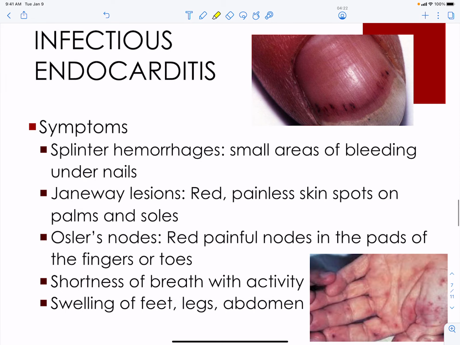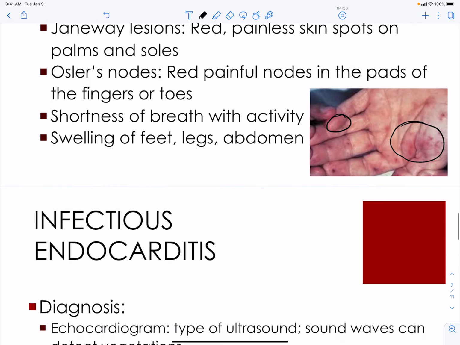Some of the symptoms of infectious endocarditis are these splinter hemorrhages that are shown here on the fingernail. These are basically just going to be bleeding. And then there are Janeway lesions, which are painless red skin spots. These are going to be present on the palms and the soles of a patient. There are Osler's nodes, which are red painful nodes on the pads of the fingers or toes. And typically a person will have shortness of breath as well as swelling in their feet, legs, and abdominal area.